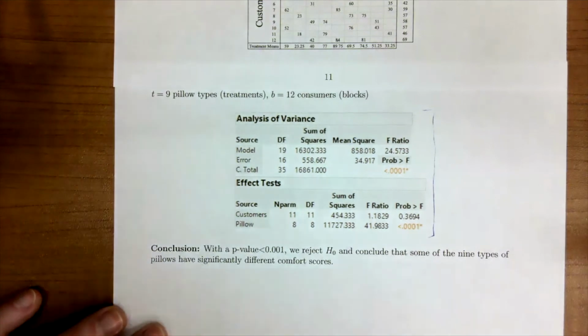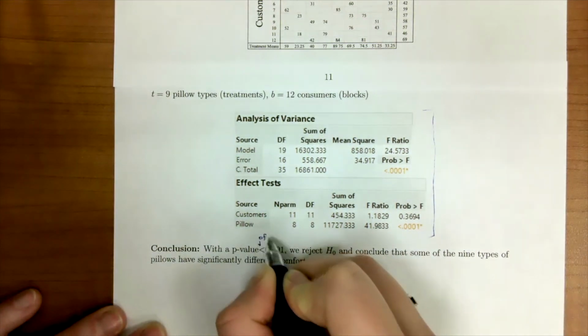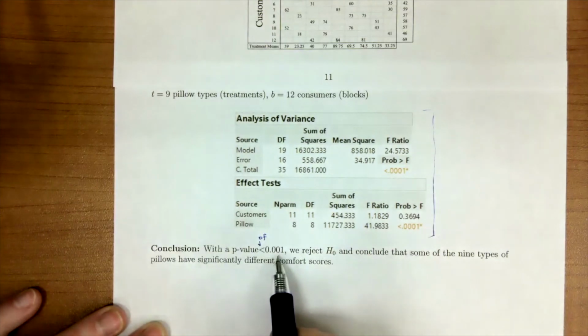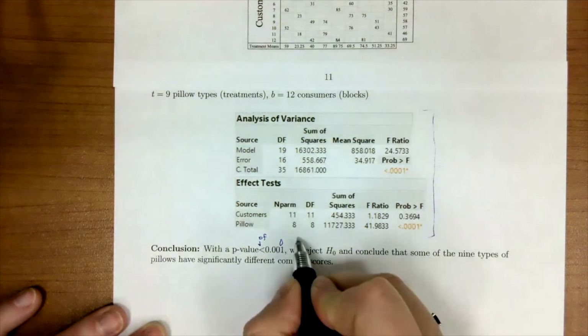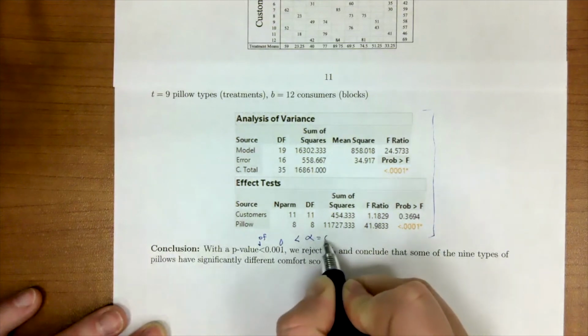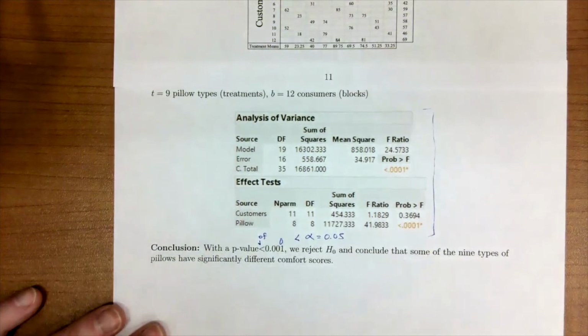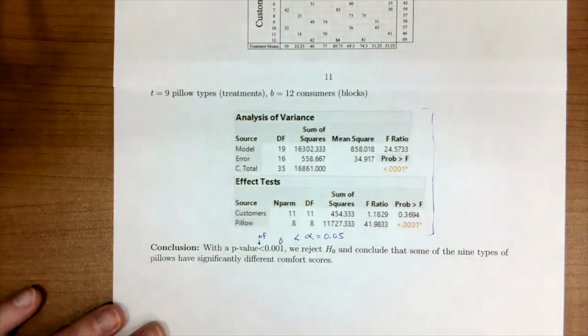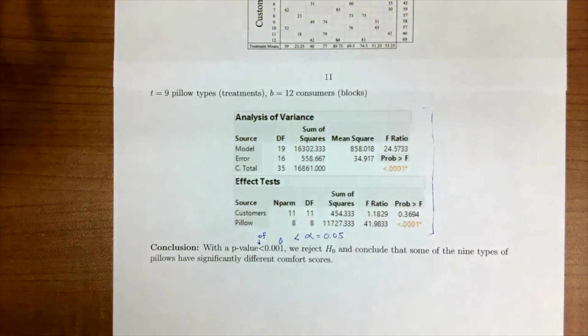So we see in our ANOVA table that we had a p-value of less than 0.0001, which is less than our alpha, which we're going to say is 0.005. So we're going to reject the null and conclude that some of the 9 types of pillows have a significantly different comfort score. Note that you can do contrasts with this type of design.